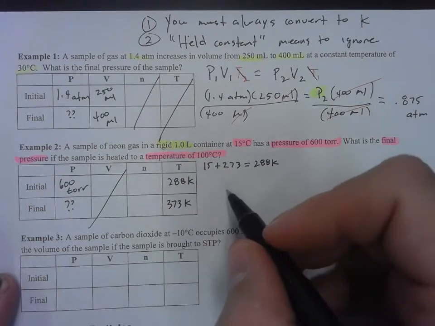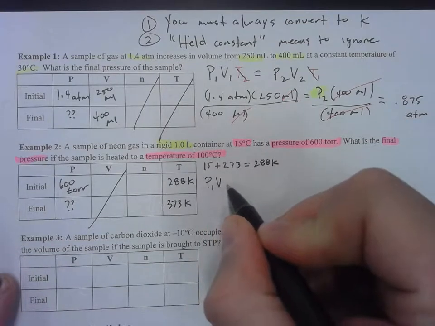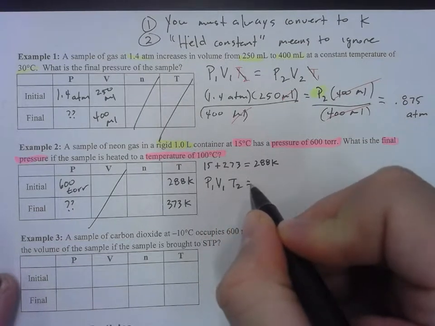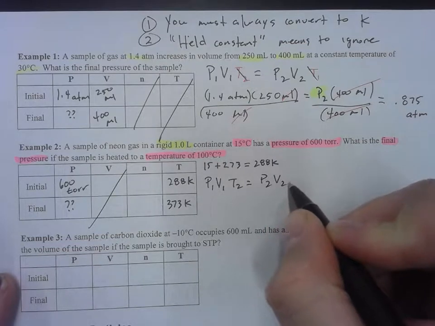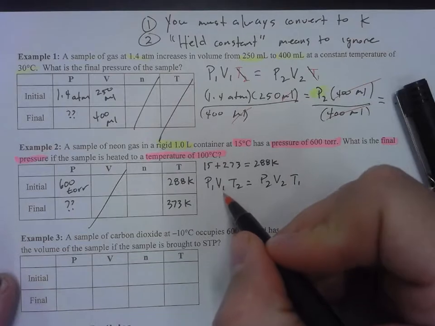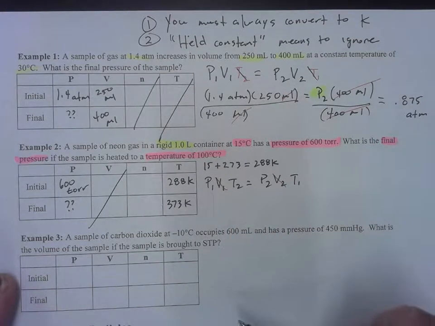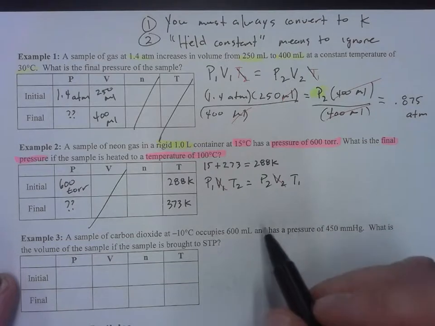Okay, so let's go ahead and do our equation. P1 V1 T2 equals P2 V2 T1. We can scratch off volume. We don't have to worry about it. Okay, we don't have to worry about volume, so let's go ahead and plug everything in now.